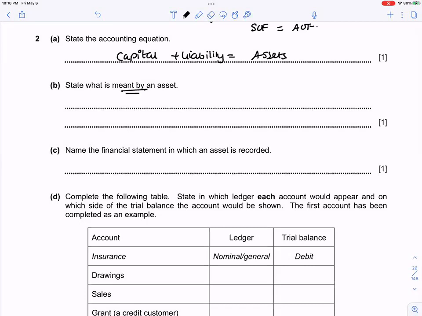Okay, what is meant by an asset? Properties owned by a business. Amount yet to be received, properties owned by a business.